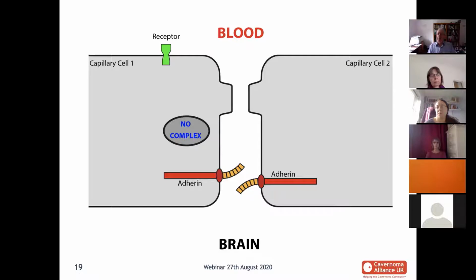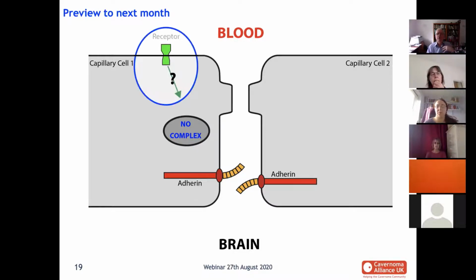Then that's, in a sense, the end of most of this talk, except we haven't talked about this receptor up here, which I drew. And that's really an introduction to the talk next month. The talk next month is about the microbiome and the way that the microbiome has an effect on the Cavernoma. This is a preview for next month, it's all to do with this receptor here.